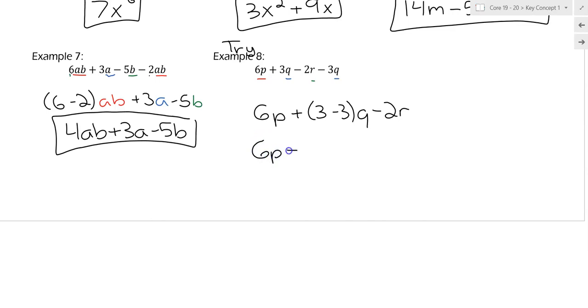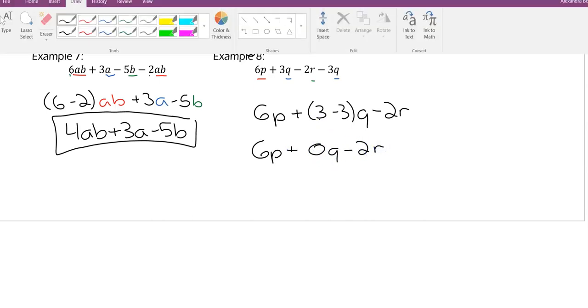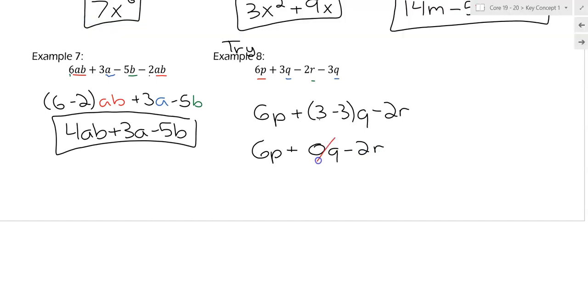So I have 6p, 3 minus 3 is 0q. When there is a coefficient of 0, you lose that term. Okay, 0 times anything is 0. So anytime you have 0 times something, that term goes away. So this is going to be 6p minus 2r. So be careful with those if you have a 0 coefficient there. Otherwise, that is it. And you go ahead, start working on your activity.